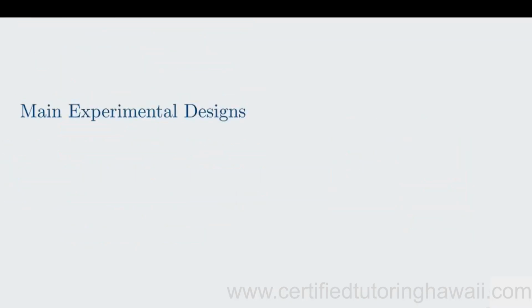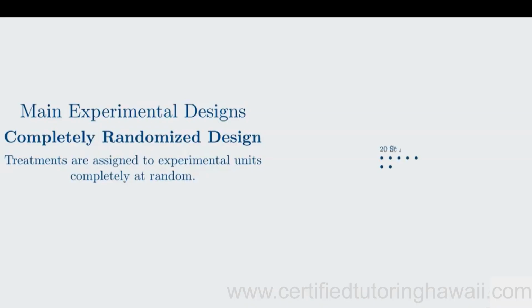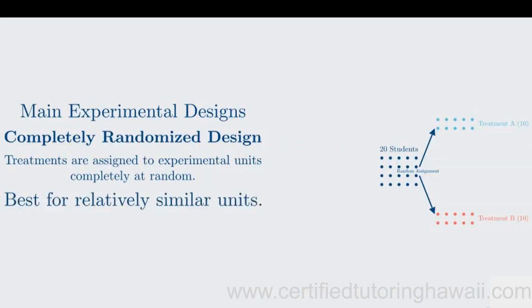Now that we understand the ingredients, let's look at the 3 main types of experimental designs you need to know for the AP exam. The first and simplest is the completely randomized design. Treatments are assigned to experimental units completely at random. In this setup, every unit has the same chance of being in any group. We might use a hat or a random number generator to split 20 students into 2 groups of 10. While the groups don't have to be exactly the same size, it is often preferred for statistical power. This design is best when the experimental units are relatively similar to start with.